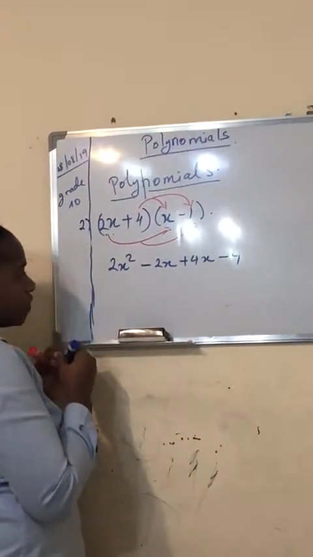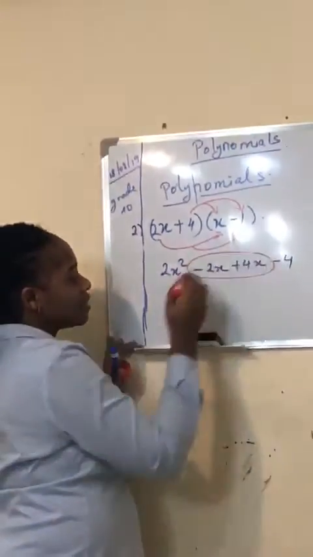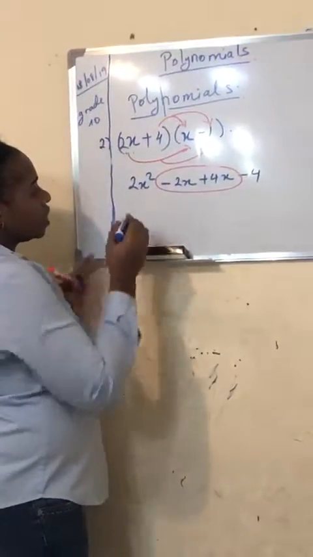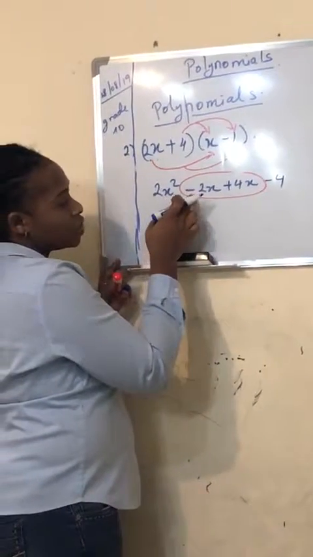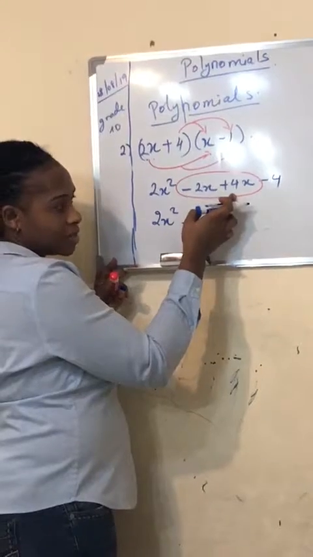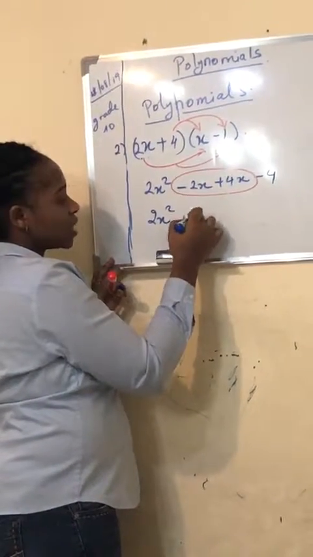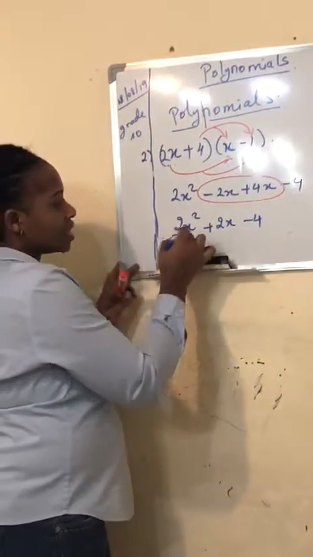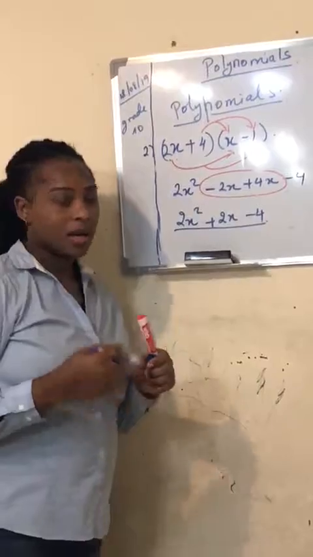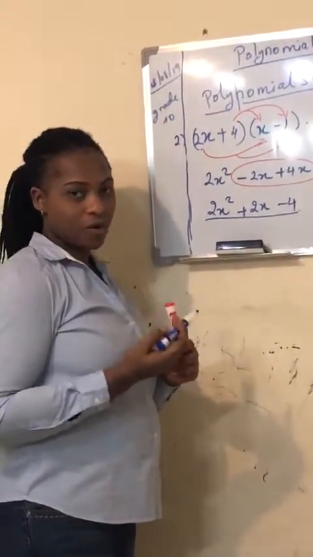Now the next stage is to find if we have like terms. Of course, we do have like terms at this level. So we are going to have 2x squared plus, remember, a negative number adding to a positive number, we take the sign of the bigger number. So we have plus 2x minus 4. So our final answer is 2x squared plus 2x minus 4.